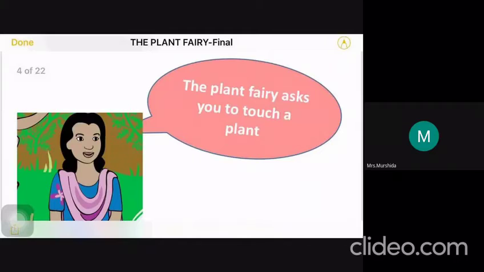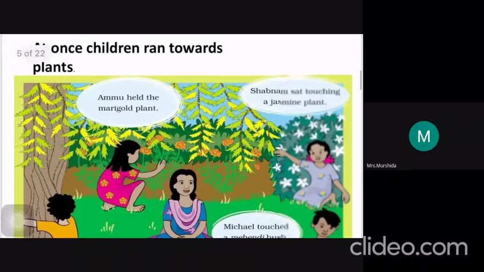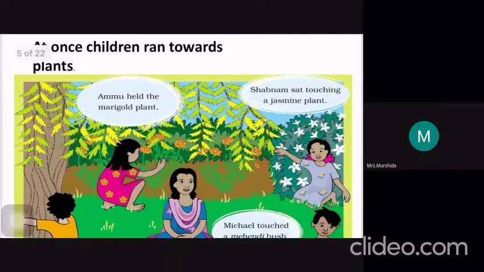Didi said, "The plant fairy asks you to touch a plant." So the game had begun and the plant fairy asked the children to touch a plant. At once the children ran towards the plants.